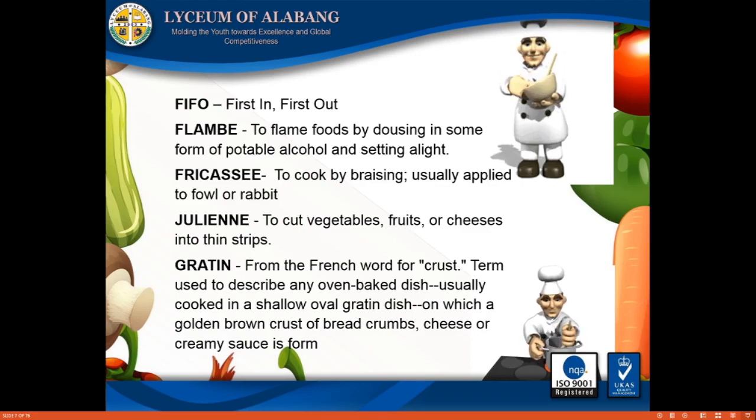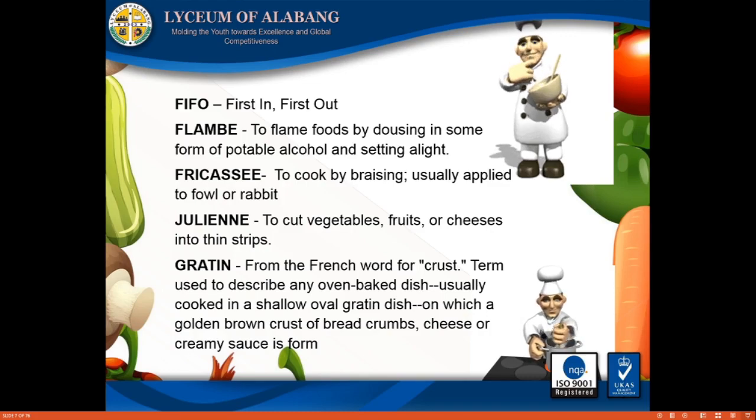Next is flambe. To flame food by dosing in some form of potable alcohol and setting alight. So flambe is actually a cooking procedure in which alcohol is added to a hot pan to create a burst of flame. So, yung alcohol po na sinasabi dito is, like for example, alcoholic beverages like wine. Nilalagay nila doon sa mismong niluluto nila and then nagkakaroon ng burst of flame. Yung salitang flambe po is actually derived from French word which means flame.